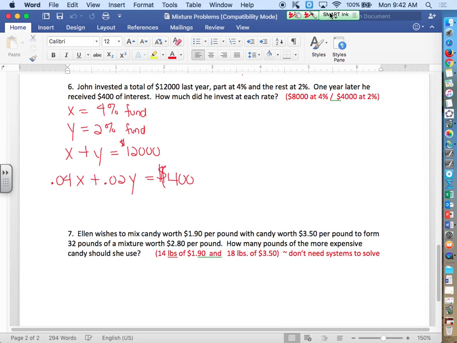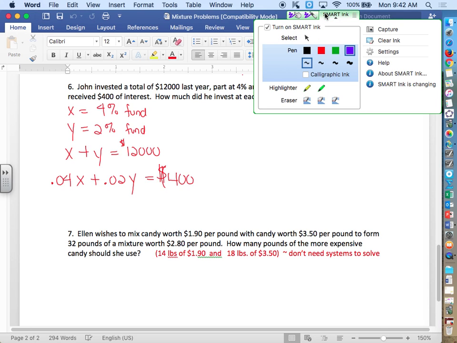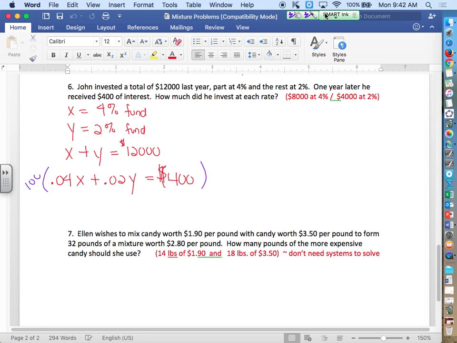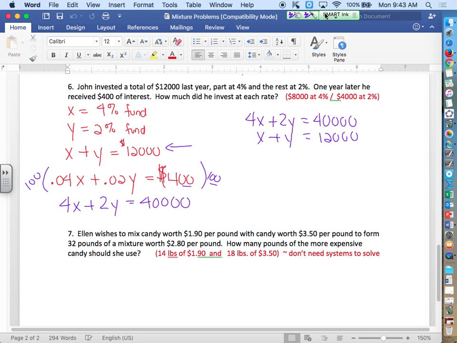So again, if you wanted to eliminate these decimal places here, if I multiply the second equation, now I have 2 decimal places. I'm going to multiply both sides by 100. That would give me 4x plus 2y is going to equal 40,000. 2 zeros, 2 zeros, so I should have 4 zeros with that answer there. All right, so we have 4x plus 2y equals 40,000. And that first equation back up here, x plus y equals 12,000.